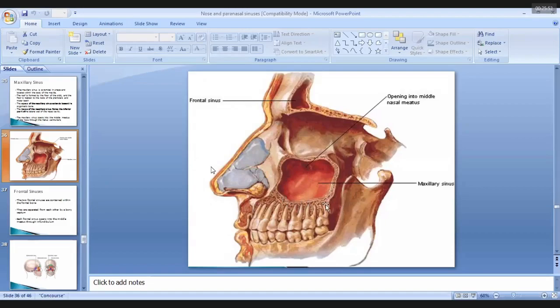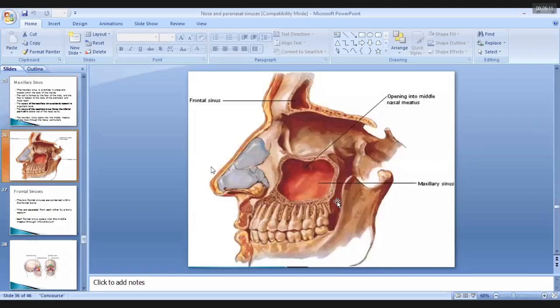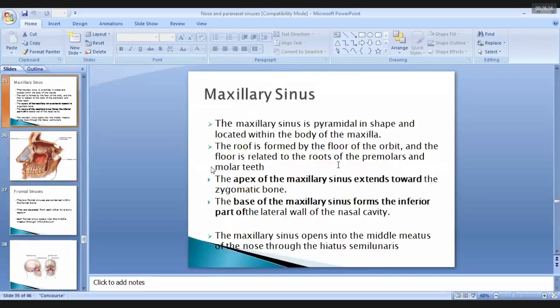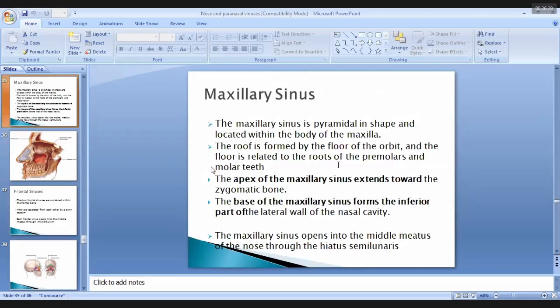Its floor, the floor of the maxillary sinus, has the premolar and molar teeth. The apex of the maxillary sinus extends towards the zygomatic bone and its base is usually towards the lateral wall of the nasal cavity. So here is the lateral wall of the nasal cavity. This is the base of the maxillary sinus and the apex is towards the zygomatic bone. The maxillary sinus opens into the middle meatus through the hiatus semilunaris. For each sinus, you should know the location.